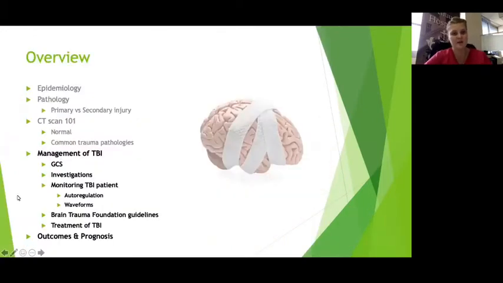Last time in part 1, we looked at the epidemiology and the pathology of TBI, and how we split primary versus secondary injury. Then we spent basically the rest of the talk going through some CT scans, how to approach reading a normal CT brain, with the caveat that I'm not a neuroradiologist, that I have a background in neurosurgery. So just keep that in mind. And then we spent quite a bit of time looking at some common trauma pathologies on a CT brain.